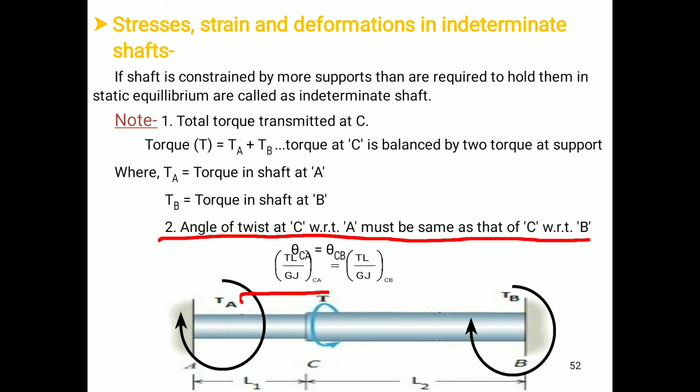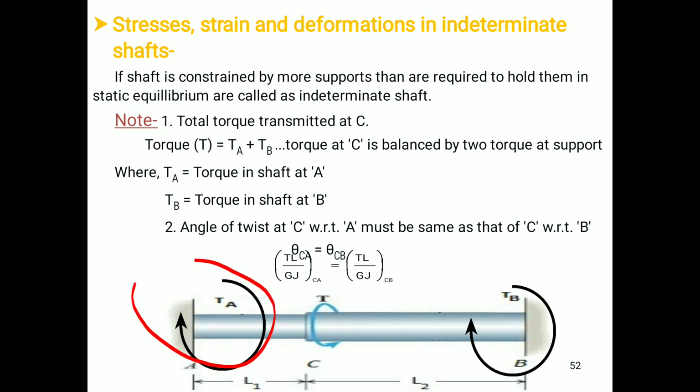So this is all about the concept of indeterminate shaft. Remember that the total torque at C is balanced by torque at A plus torque at B, and the angle of twist of C with respect to A must equal the angle of twist of C with respect to B, so theta_CA must be equal to theta_CB. Our final aim is to find the torque at A and torque at B, that is, the reactions.